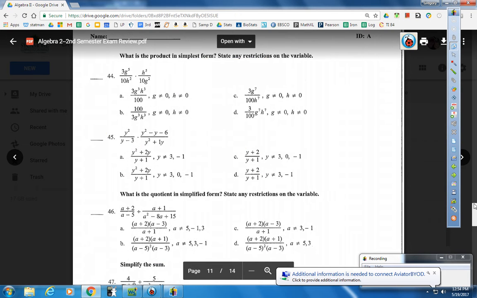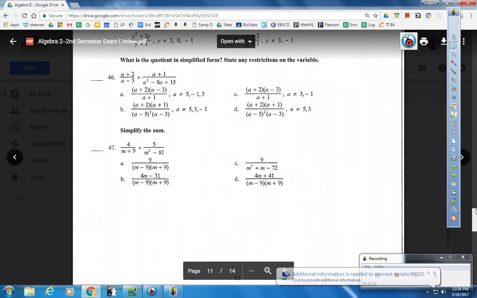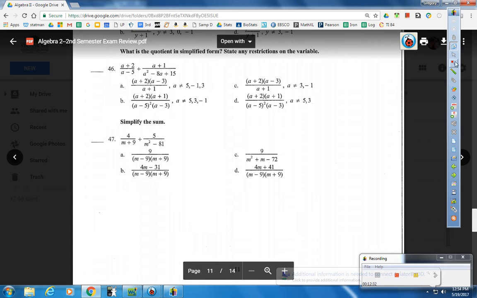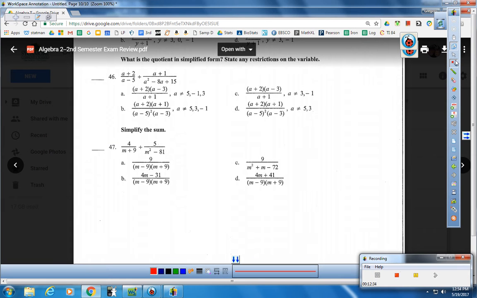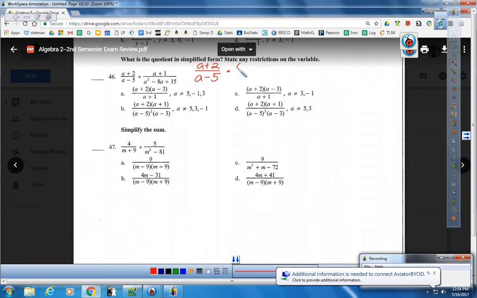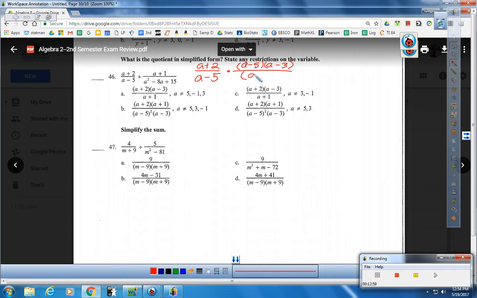Okay. 46. What's the quotient? So for 46, I want to divide. Divide means flip and multiply. So I'm going to leave the left term, a plus 2 over a minus 5. I'm going to multiply that by the numerator. This, two numbers multiply together to get 15, add together to get a negative, so they both have to be negative. This is a minus 5 and a minus 3. And then a plus 1 gets to stay put.